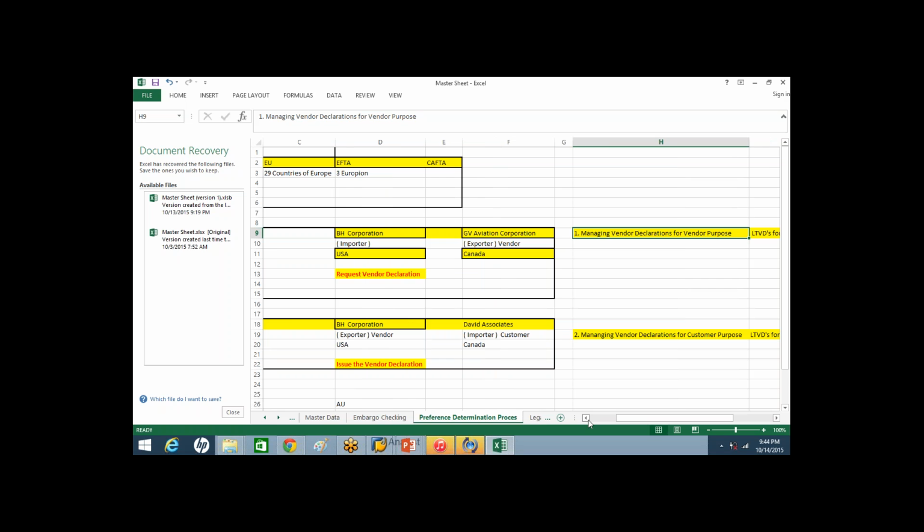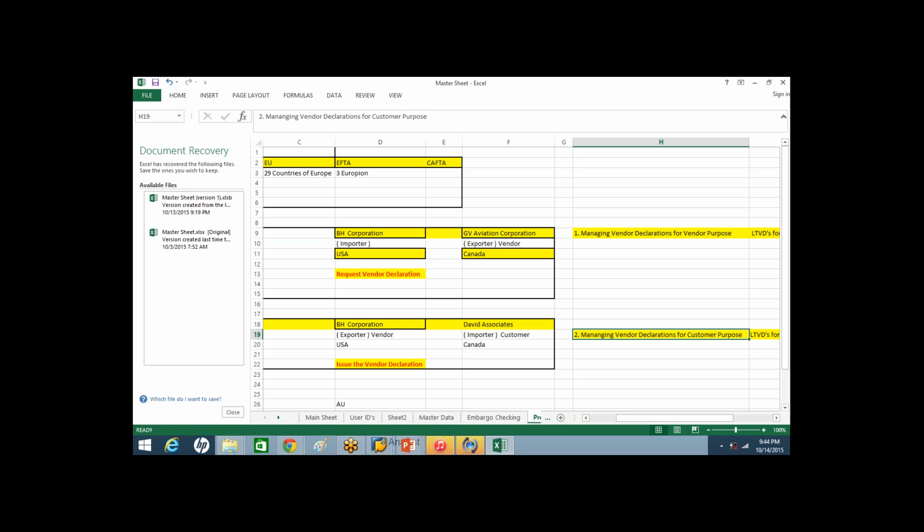So when do you need to? In the scenario where you are importing something, whenever you are importing something from a vendor from the same preference zone, then you need to take care of managing the vendor declaration for vendor purpose. Why? Because, since you need to receive the vendor declaration from a vendor, you manage the vendor declaration. That is case one. And when do you need to take care of the vendor declaration for the customer purpose?